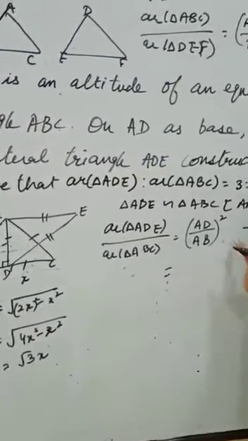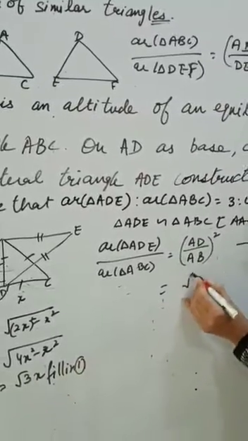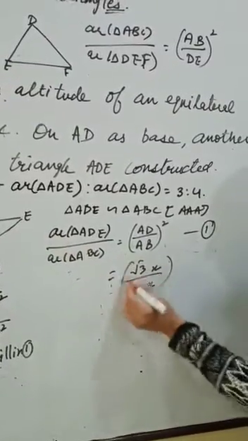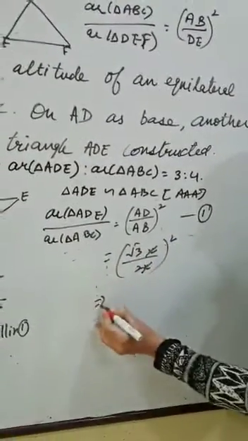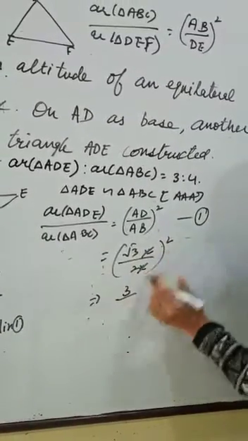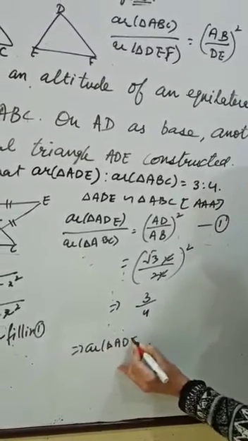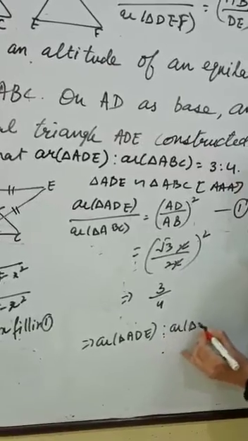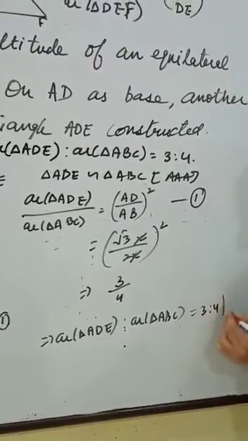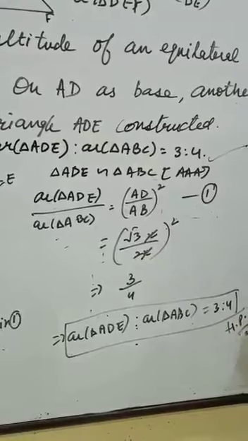Now let us fill it into the first part. So here will be root 3 x upon AB, whose value we already supposed as 2x, squared. x and x cut out. So we remain with square root of 3 squared, which makes 3, upon 2 squared, which makes 4. So we can say the ratio of the areas of triangle ADE and ABC becomes 3:4, which we wanted to prove. Hence this is proved.